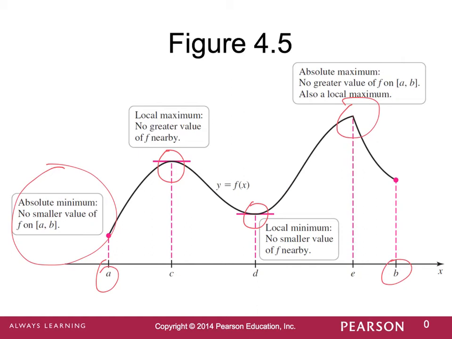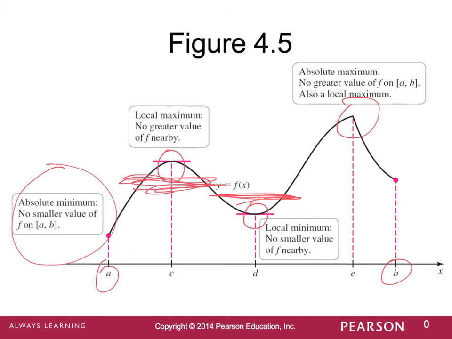Okay, local and relative are synonymous. We'll use them interchangeably. And this is a local maximum because there's no greater value of f nearby. That is our highest point around f in this area. There's nothing higher, and there's nothing lower around this area. So we call those relative or local extrema.